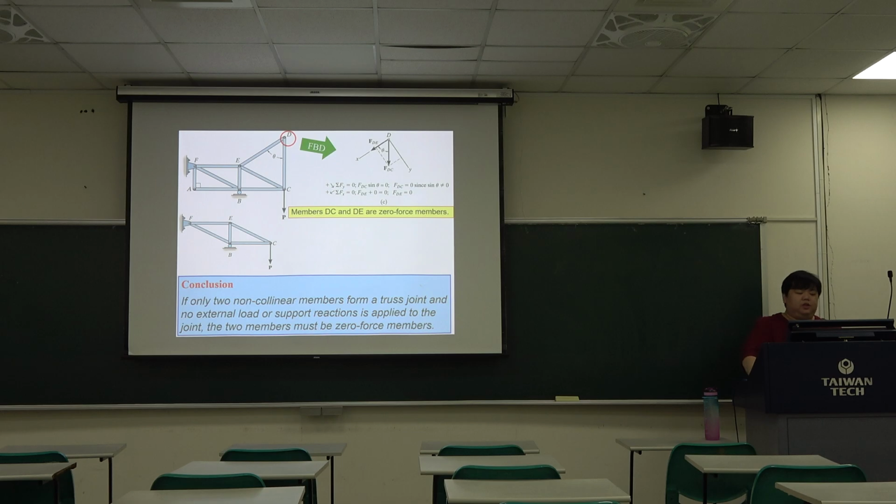So this is the conclusion. If only two non-collinear members form a truss joint and no external load or support reaction is applied to the joint, the two members must be zero force members. So the key point is no external load and no support reactions. You can see this at point A, with these two members, and at point D also.